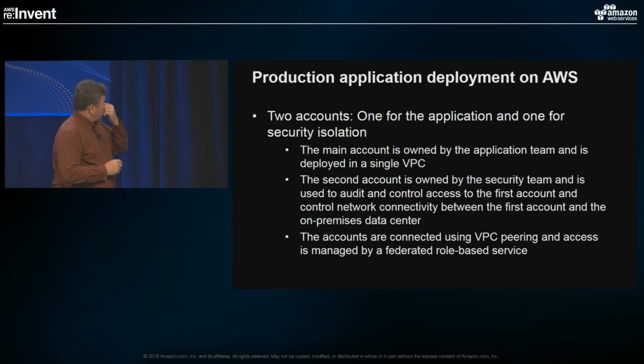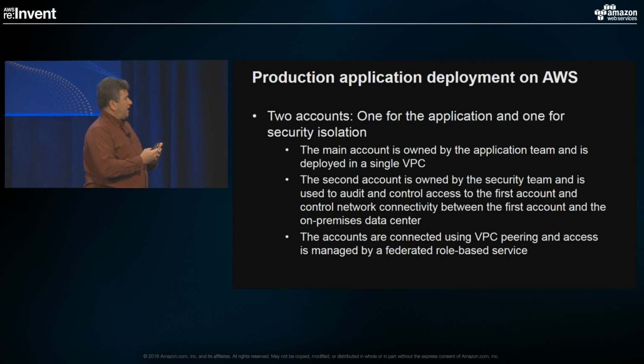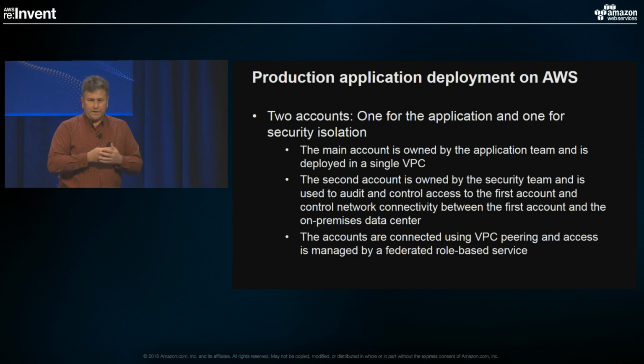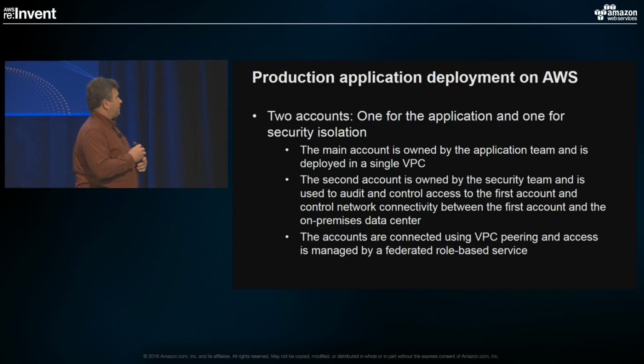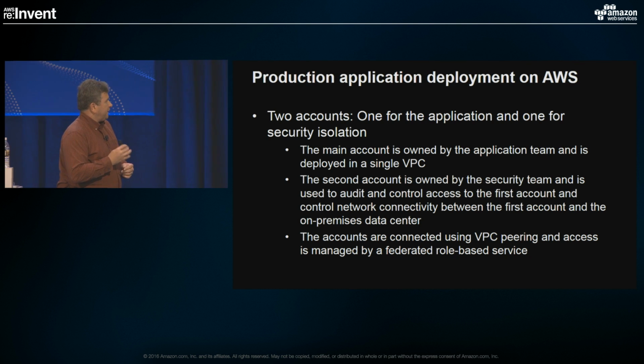All right, so just to reiterate: two accounts, one for the application, one for security isolation. The main account is owned by the application team and is deployed in a single VPC. Now, this is kind of controversial, and I'm not going to say this is a hard and fast rule. You can have multiple VPCs, but we decided to just say a VPC, so think about the impact of that. The second account is owned by the security team, used to audit. The accounts are connected using VPC peering, and access is managed by a federated role-based service.